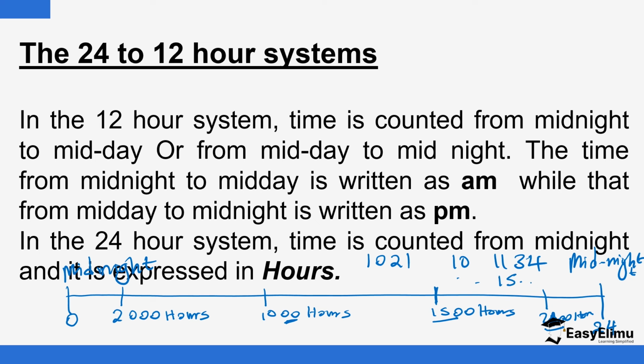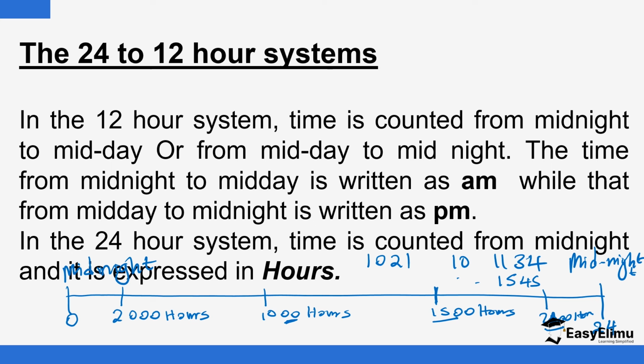We'll be talking about 15, maybe 45. We could be talking of 15 hours, 45 minutes from the previous midnight. So that marks the difference between the 24-hour system and the 12-hour system. And take note, for the 12-hour system, we divide the one single day into two parts.